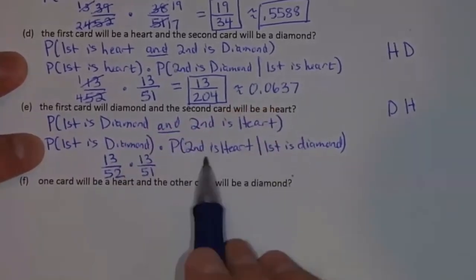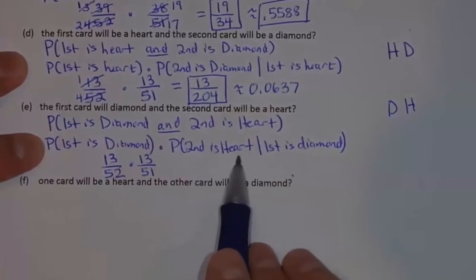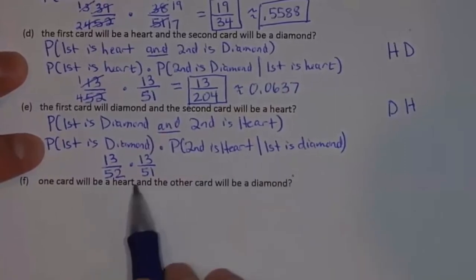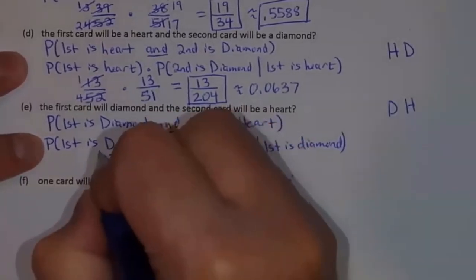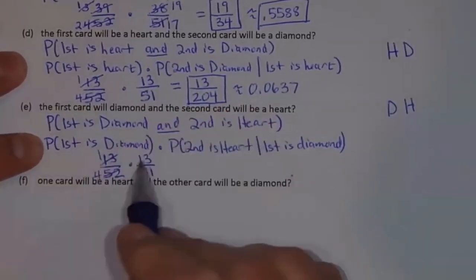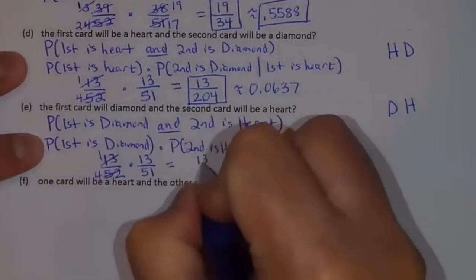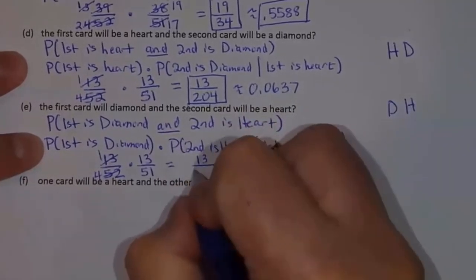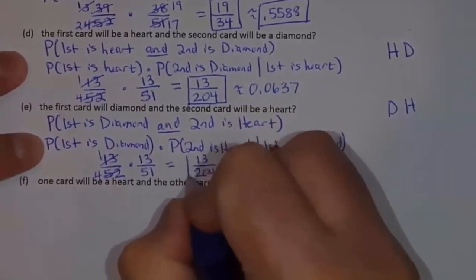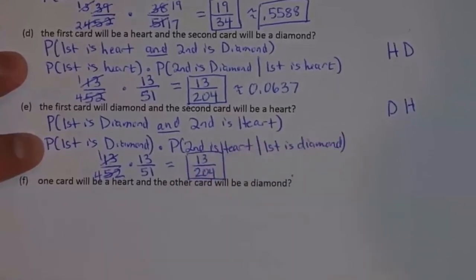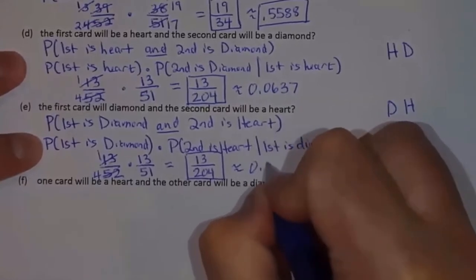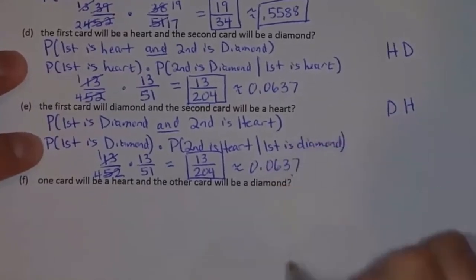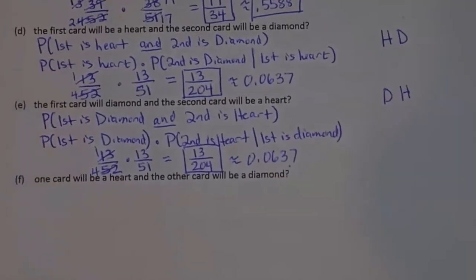If the first card's a diamond, then there's still 13 hearts left in the deck, but there's only 51 cards left in the deck. So again, I can cancel, and 1 times 13 is going to be 13. 4 times 51 is going to be 204. So that probability is also 13 out of 204, or 0.0637 if I change it to a decimal.